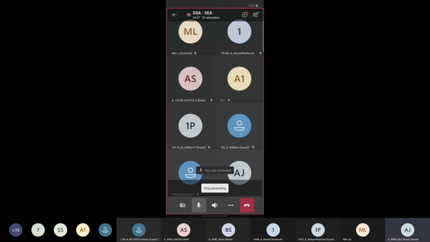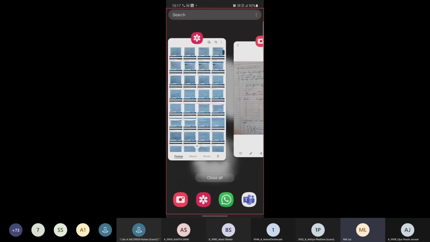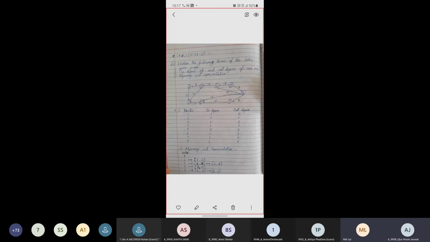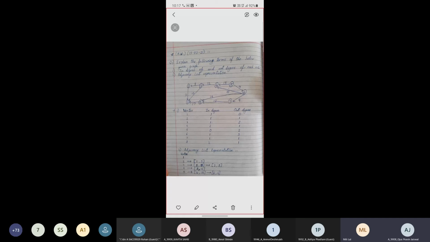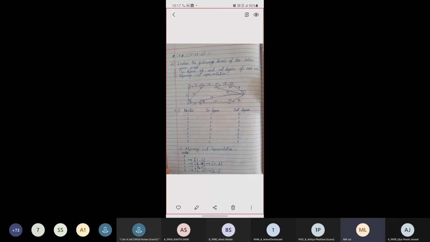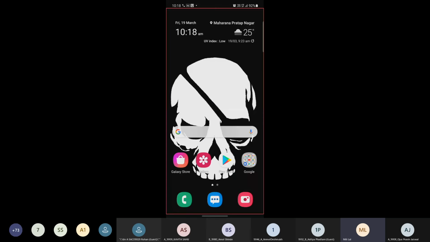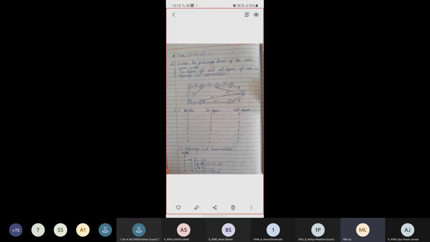Is my screen visible? Hello. Yes, yes. You can show it. I can see your screen. The question is not visible, dear. I can just see this Teams window. Yes, now it's visible. Yes, go ahead.